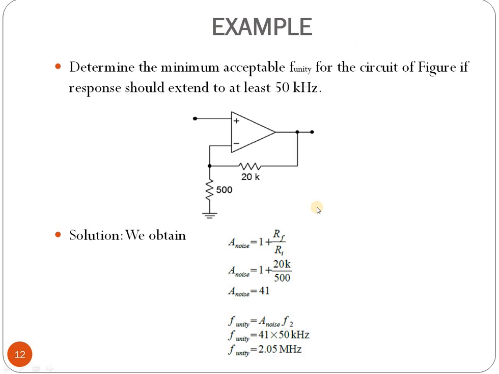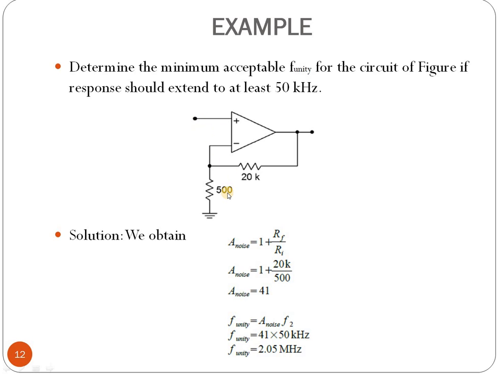Example: the question is, determine the minimum acceptable F unity, frequency of unity, for the circuit of the figure if the response should extend to at least 50 kilohertz. This 50 kilohertz value is actually the break frequency. It is constant till this point, and the circuit is a non-inverting amplifier. You see, 20k is the RF and 500 is the RI.